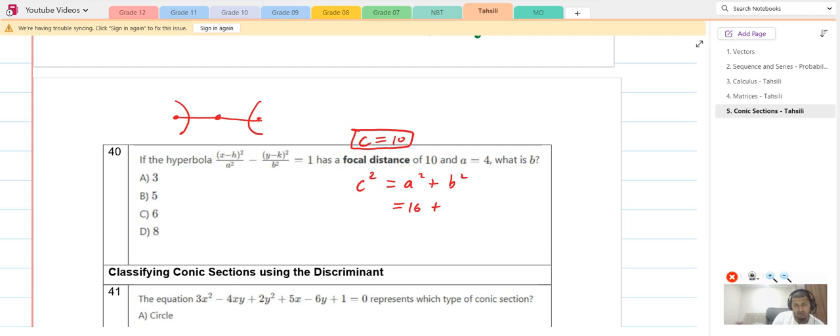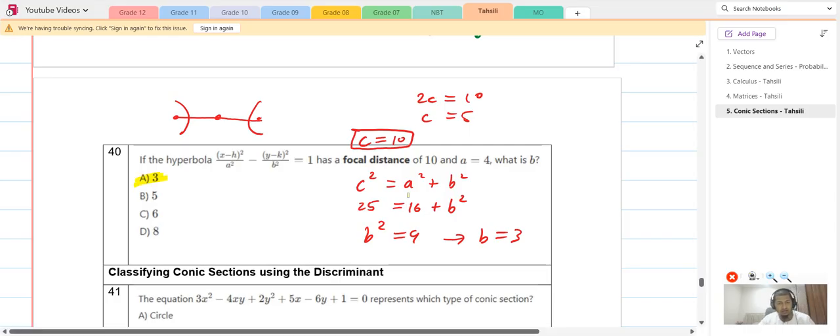So we know 2c is equal to 10, c is equal to 5. So 5 squared is 25, which is 16 plus b squared. So b squared is equal to 9. This implies b is equal to 3. So the answer is A there.